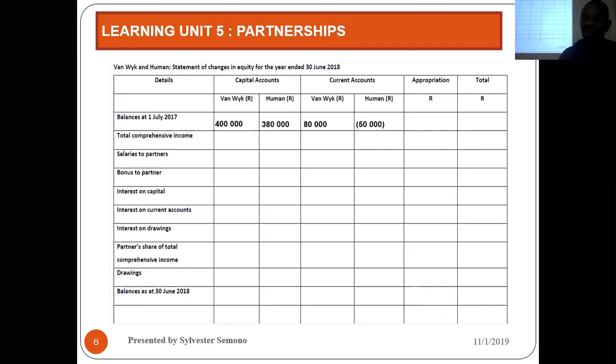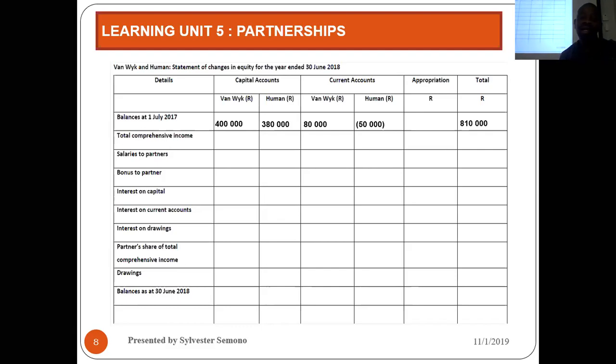Current account for Van Wyk was 80. And then the current account for Human. Why do we put brackets? Because it's a debit balance. A debit balance on the current account means unfavorable. So from now on in this statement, whenever you see brackets, it means it's a debit. So everything without brackets means it's a credit. You can even go back and check from the list of balances. And now you must add them together and you get a total of 810.